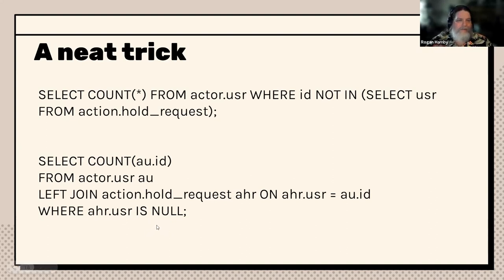And of course, if you, for some reason, wanted to use the second query and specify where ahr.user is not null, you've basically artificially nullified the left join and functionally made an inner join out of it.